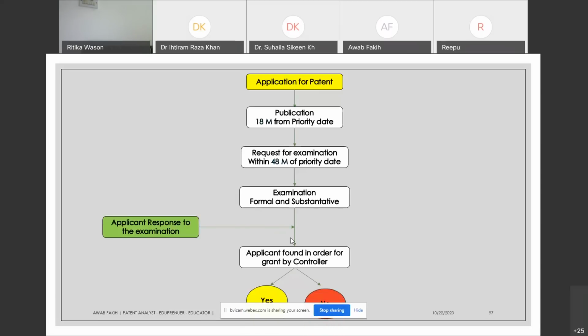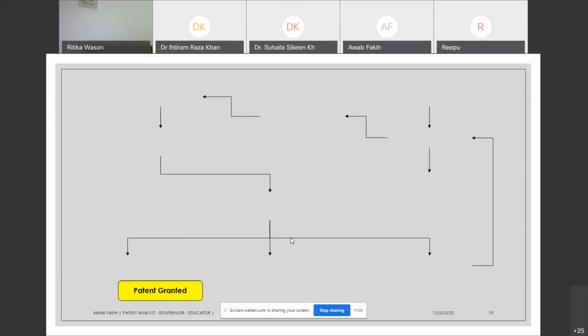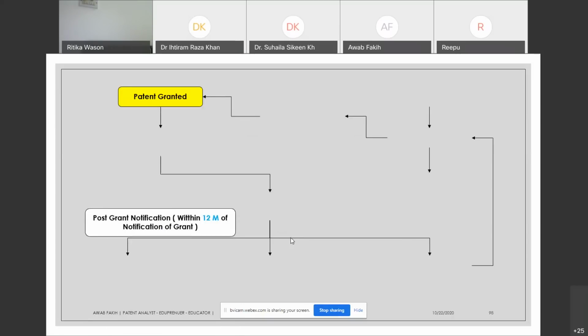So let's understand the complete process. What if it is yes, how is it processed? What if it is no, then how is it processed? Okay. If it is yes, that means the patent is granted. Congratulations to everyone over here with our family. If the patent is granted, it is kept open for 12 months so that anyone can oppose it.